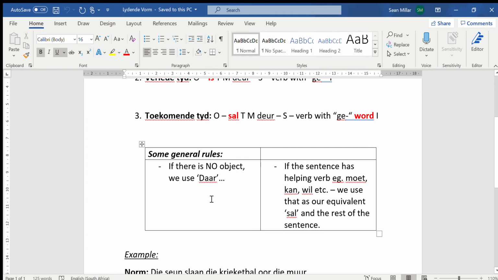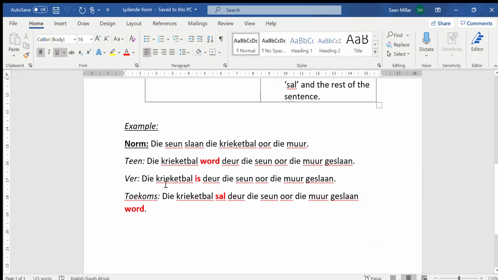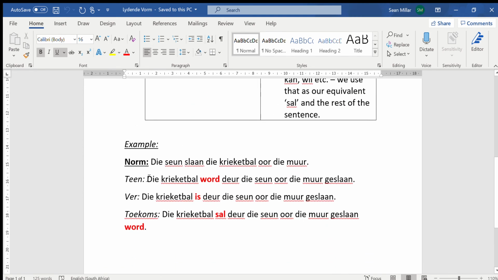Then another general rule, not commonly asked, but they can ask this to trick you, is if there is no object present in the sentence, we insert the word daar as our effective object. So just to go through an example, so if we're given our normal active voice sentence, die seun slaan die cricketbal oor die muur, then if we ask to change it into the lydende vorm or the passive voice, and it's a present tense sentence, we obviously say die cricketbal word deur die seun, so the subject, oor die muur geslaan, and your ge obviously on that verb.